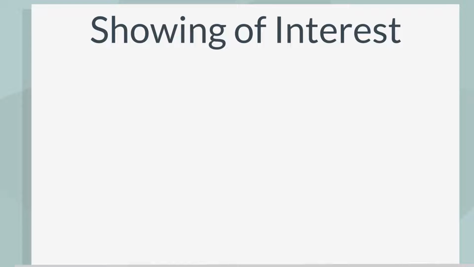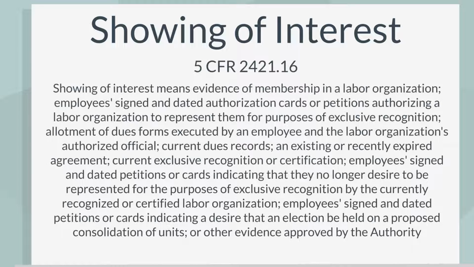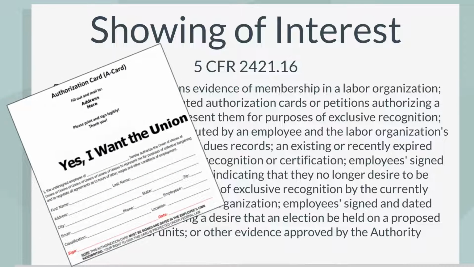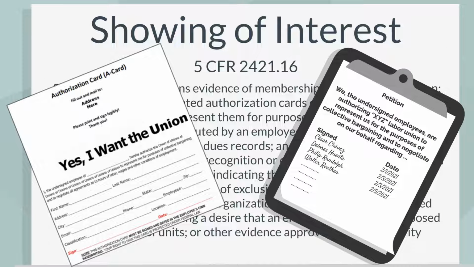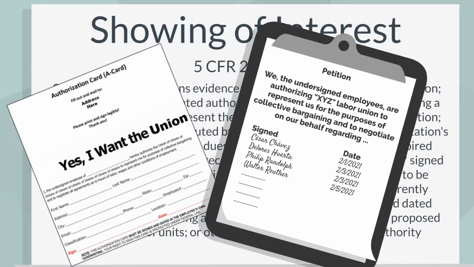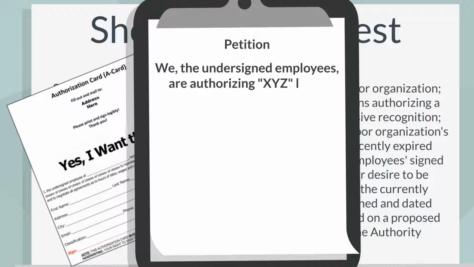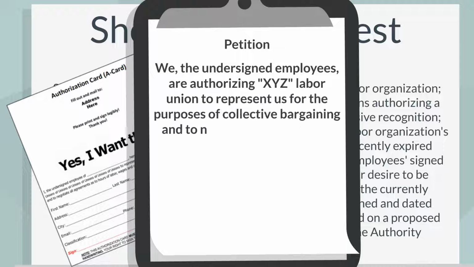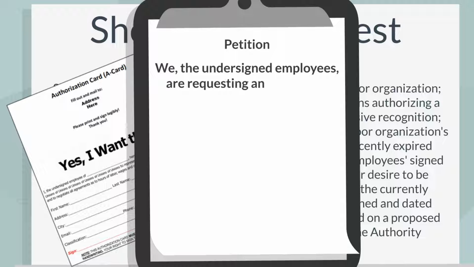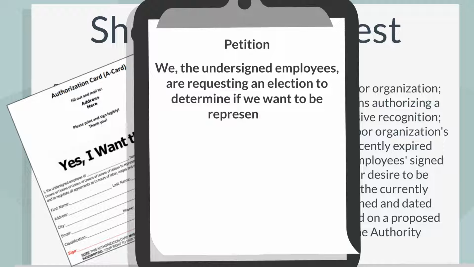So what will suffice as a showing of interest? 5 CFR 2421.16 gives the specifics. But basically, it can be authorization cards, petitions, dues allotment forms, evidence of employee membership in a union, or other approved evidence. If you choose a petition, it should contain a heading or preamble setting forth its purpose. For example, that we, the undersigned employees, are authorizing XYZ labor organization to represent us. Or that we, the undersigned employees, are requesting an election to determine if we want to be represented.